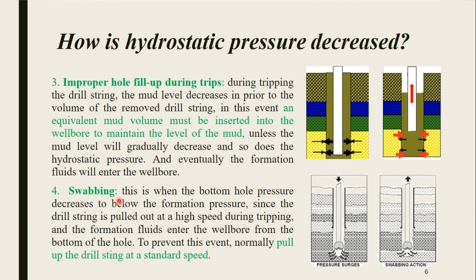Alright, so the last event is swabbing. This event is also connected to tripping because swabbing occurs when a drill string is pulled out at an excessive speed, at a high speed. Because if the drill string is pulled fast, then the wellbore will act like a pump and will suck the formation fluids into the wellbore, which we do not want to happen. To prevent this event from happening, the prevention is very simple. Just pull the drill string slowly at a standard speed and the well should be good. And that's the solution.